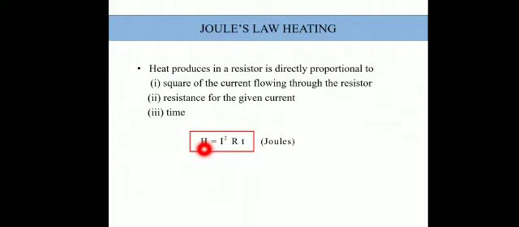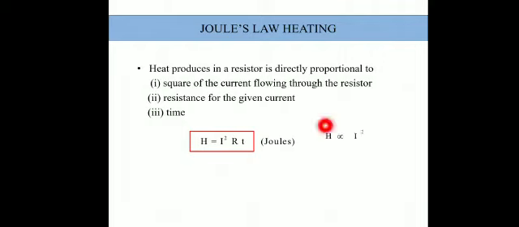So heat energy which is produced in a resistor is directly proportional to square of the current. Fine. It is also directly proportional to resistance and directly proportional to time. So everything is coming in the numerator itself. Okay, or in an easy way we can remember it like this.